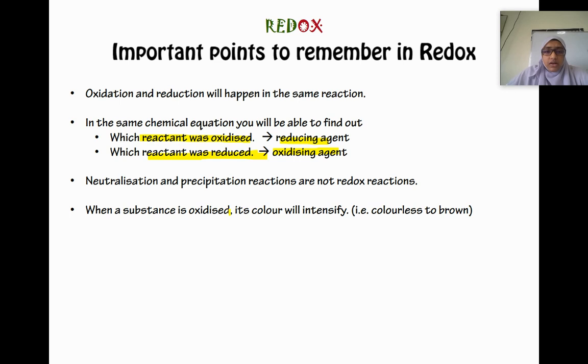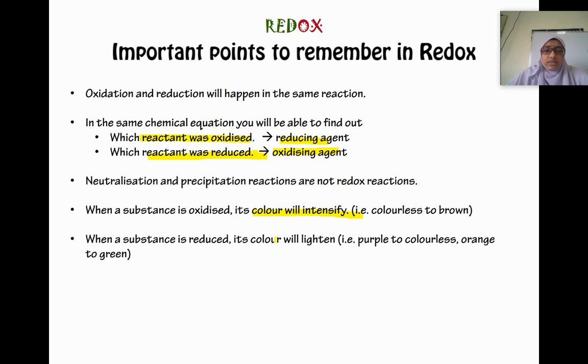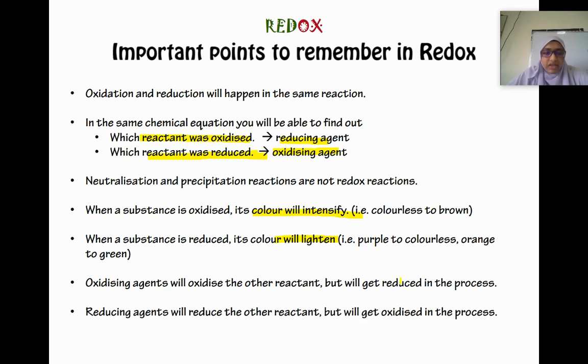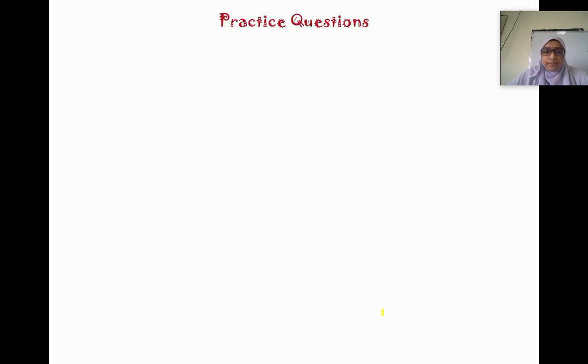Okay. When a substance is oxidized, its color can intensify. So colorless to brown, that's one example for potassium iodide. When a substance is reduced, its color will lighten. So from purple to colorless or from orange to green. Okay, these are not all the time. But these are good indicators of oxidation and reductions happening. Finally, oxidizing agents will oxidize the other reactant but will get reduced in the process. And reducing agents will reduce the other reactant but will get oxidized in the process. So remember these sentences well, for you to identify oxidizing and reducing agents.